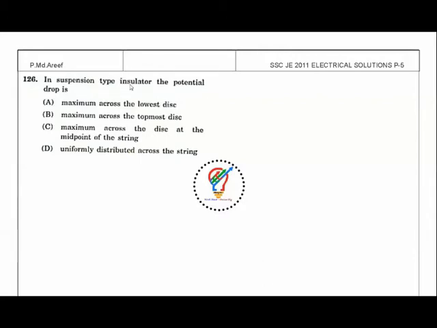Now we will continue SSC JEE 2011 Electrical Solutions. The question on the screen is, in suspension type insulators, the potential drop is maximum across the lowest disk, maximum across the topmost disk, maximum across the disk at midpoint of the string, and uniformly distributed across the string.